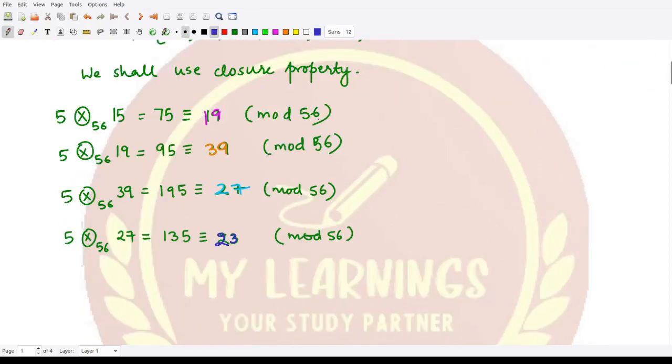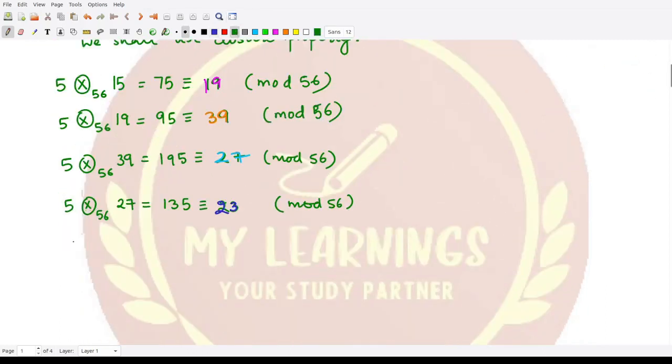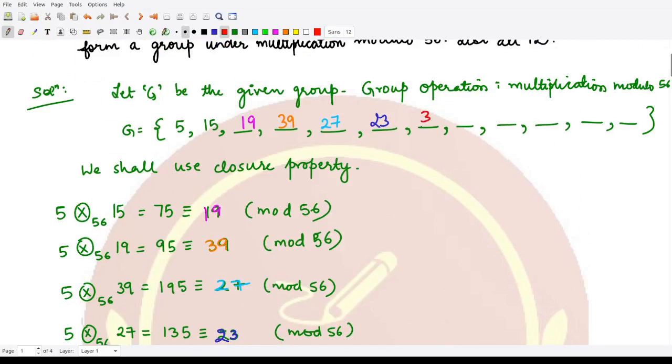In a similar manner, you can compute each and every calculation. Next, we compute with 23. So 5 multiplication modulo 56 with 23 comes out to be 115, and its mod 56 gives 3 as the remainder. So from here, this 3 would also be present in this group.